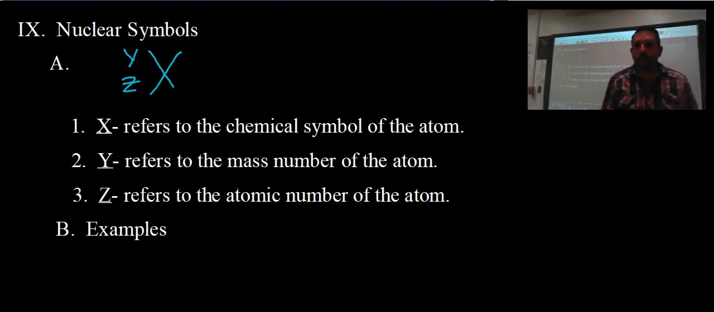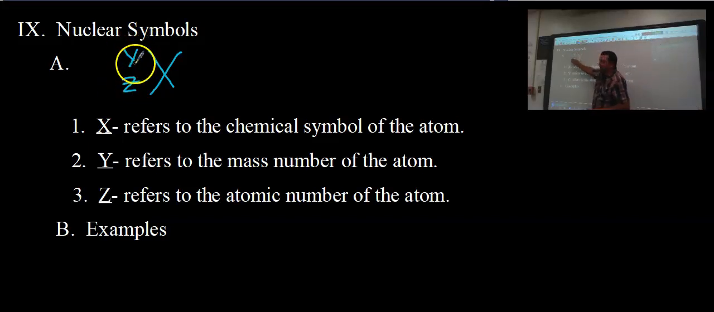So I've already shown you one way of representing an atom using hyphen notation, like carbon-12, uranium-235. Another way of representing an atom is through something called a nuclear symbol. So here's how it works. You have some number Y over some other number Z next to some letter or letters X.